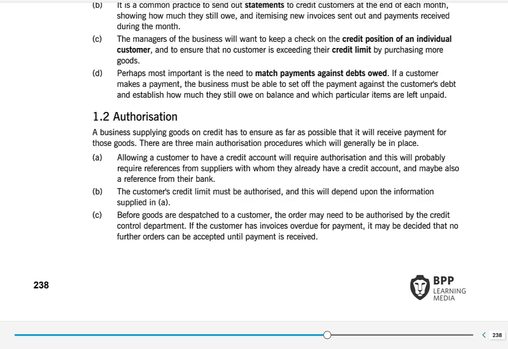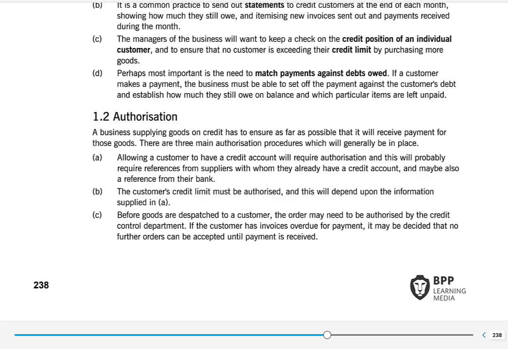Why do we need authorization when selling on credit? Because the business wants to ensure, as far as possible, that it will receive payment for the goods. The big risks of credit sales are: the customer cannot pay, the customer delays payment for a long time, the business accidentally gives too much credit, staff make mistakes, or even fraud by giving credit to the wrong customer. So authorization is part of internal control and credit control.